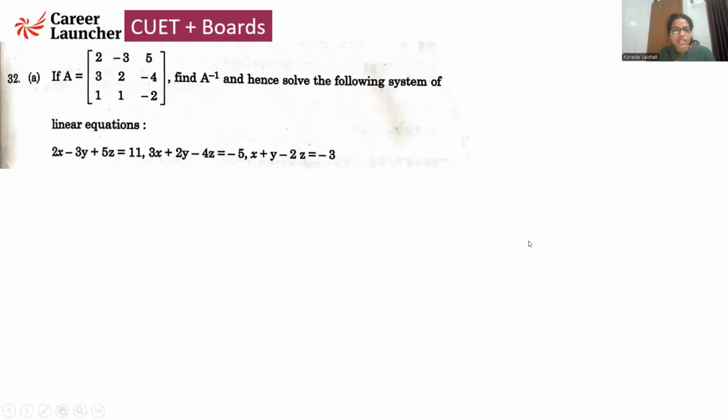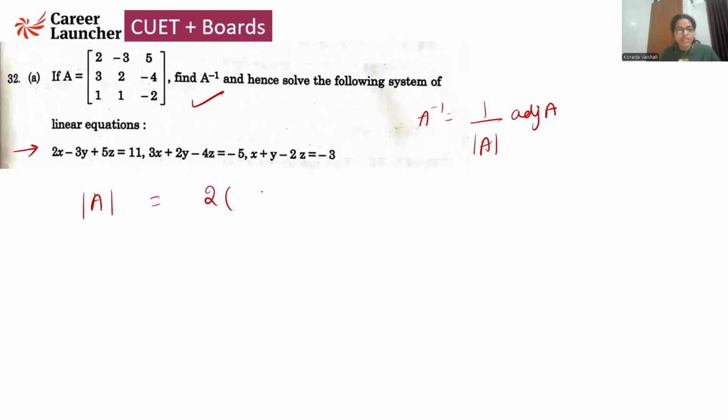Now the next question is an inverse based question. We are given the matrix A and we need to calculate A inverse, hence solving the system of linear equations. So what we first need to look at is the formula of A inverse. It is 1 by the determinant of A times the adjoint of A. So what is the determinant of A? Let us calculate that.